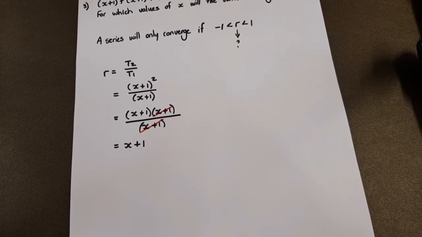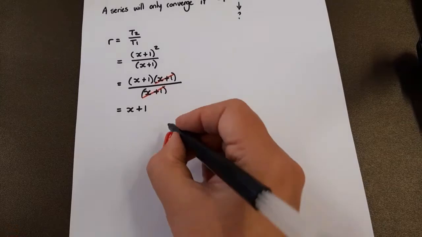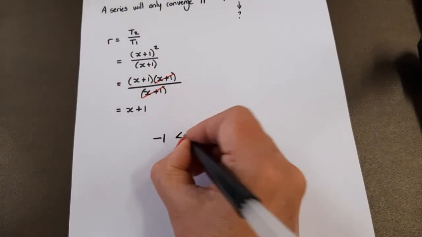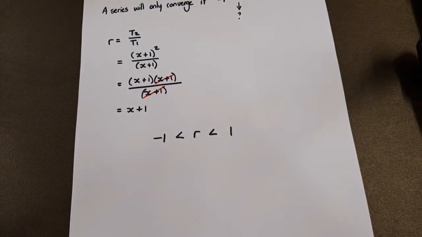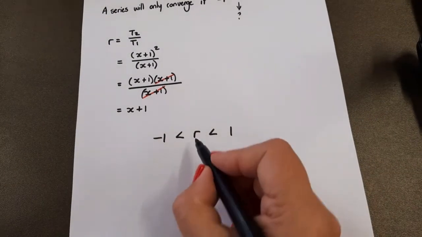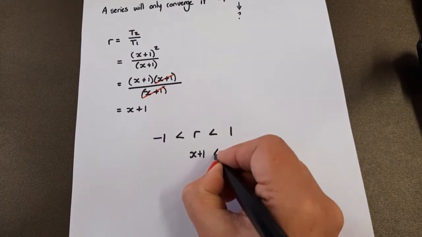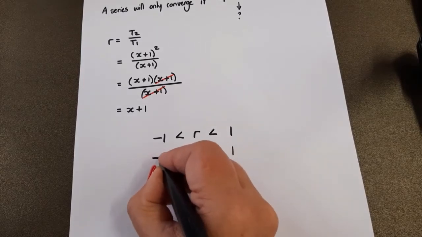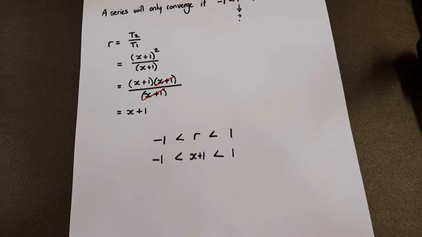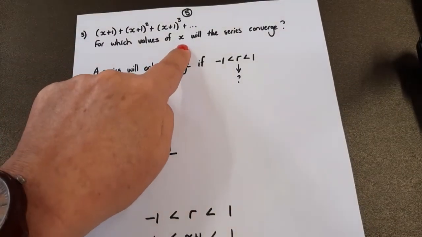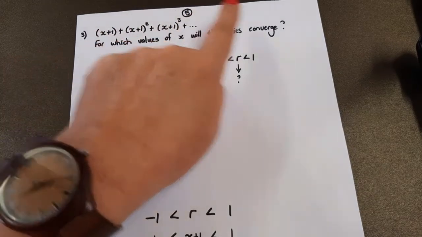But what do we know about r? R must lie between those two numbers. So -1 and 1 are our bottom and top range. R is x plus 1. We want to get x alone because I want us to get the values of x so that this series converges.